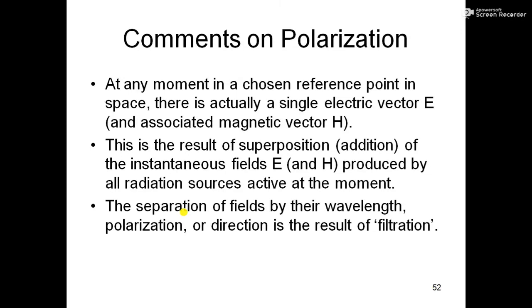Two satellites may be using the same frequency and the same polarization, but the two antennas are directed in two different ways, and we are catching two separate satellites. Similarly, two satellites may be in the same direction, but we are using two separate polarizations to distinguish one satellite from the other. Then wavelength is the most common one. So this is a very important concept for the use of antennas in satellite communication.